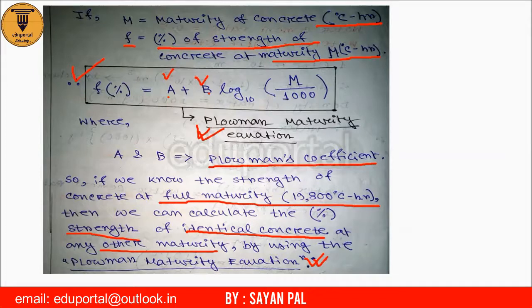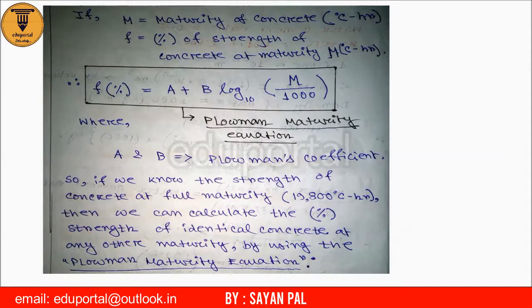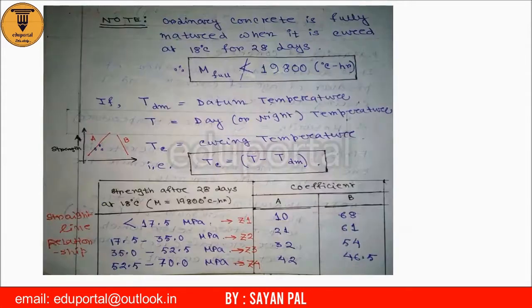That is, if we know the strength of concrete at full maturity, and if we know the maturity of concrete at any other time, then from Plowman's equation we can determine the percentage of strength, and from the percentage of strength we can determine the strength of concrete. So, let's do this. How to do this?